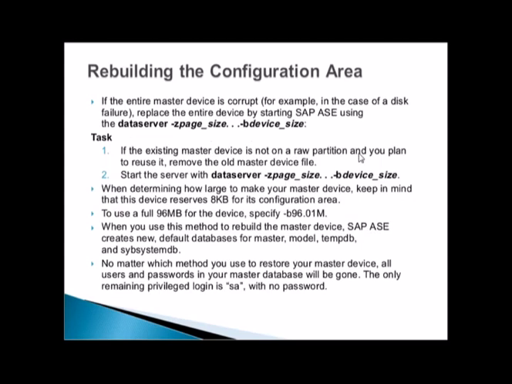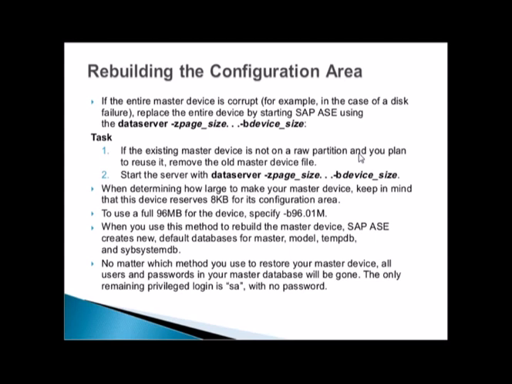Building the master device. If the entire master device is corrupt, for example in case of disk failure, replace the entire device by starting SAP ASE using dataserver -z page size -b device size. If the existing master device is not on a raw partition and you plan to reuse it, remove the old master device. Start the server with dataserver -z page size -b device size.